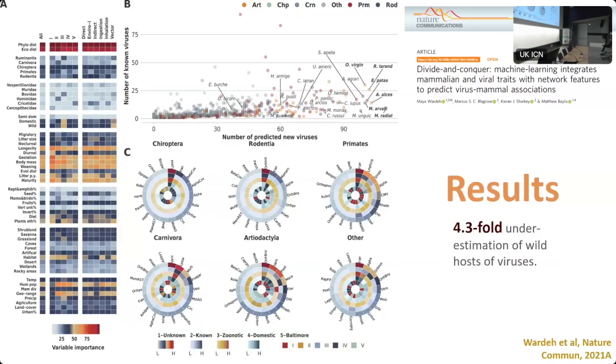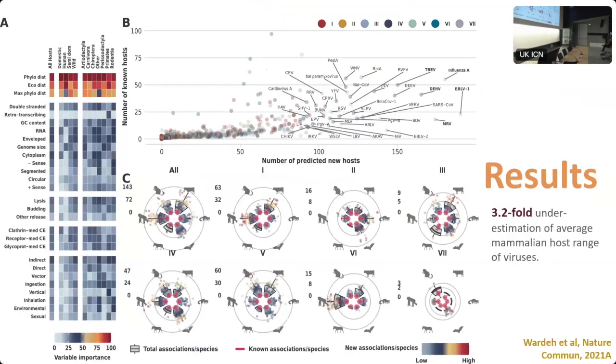And we also showed that there is at least 4.3-fold underestimation of wild hosts of viruses. And if you can see here, because it works two ways, we can look at what characteristics or traits of the animal predicts its association with a certain virus, and we can also do it from the virus side. We also saw that there is 3.2-fold underestimation of the average mammalian host range. Great, so that's one about where viruses might hide.